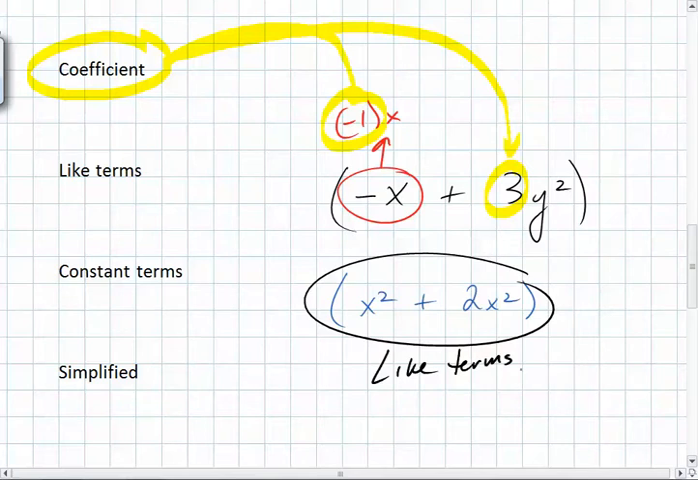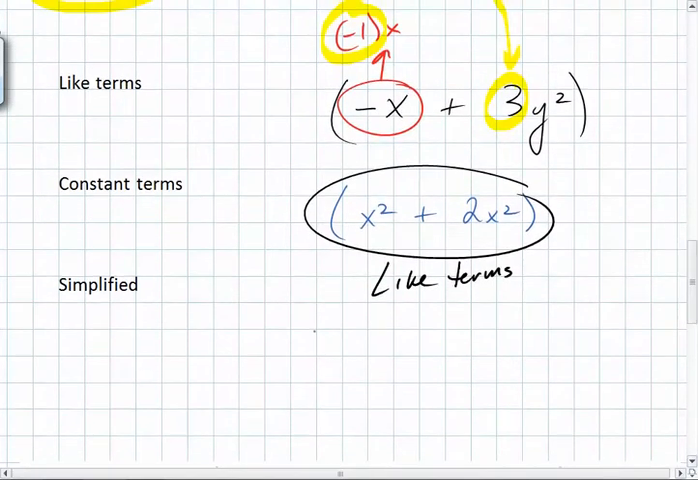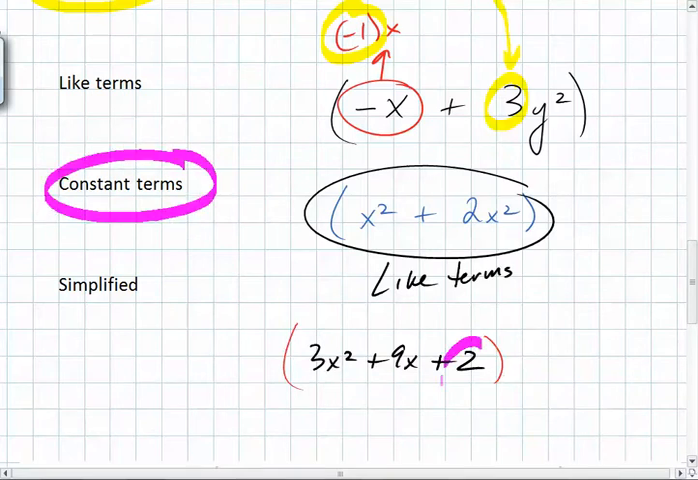Constant terms are terms that do not have a variable attached to them. For example, if I gave you the expression 3x squared plus 9x plus 2, you have 3 terms there, and one of them is a constant. In this case, the constant term is the 2 because there's no variable attached to it.